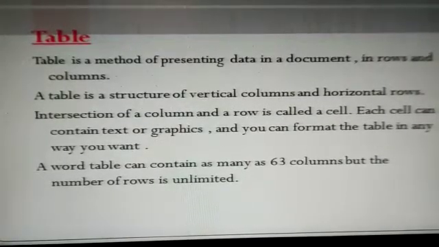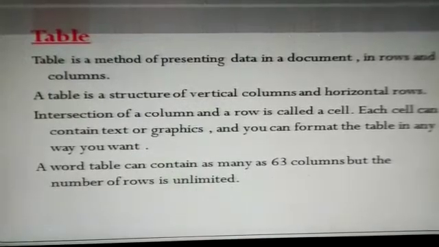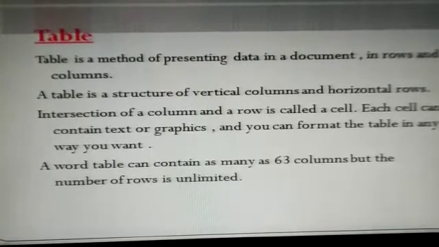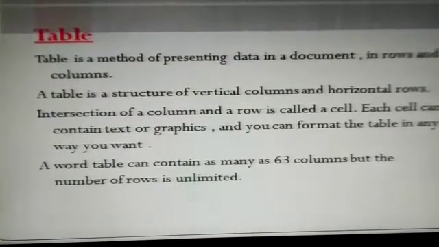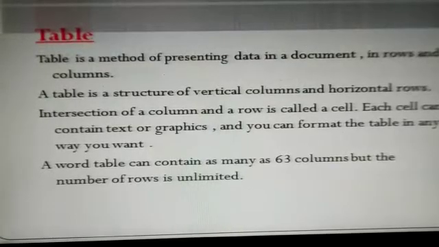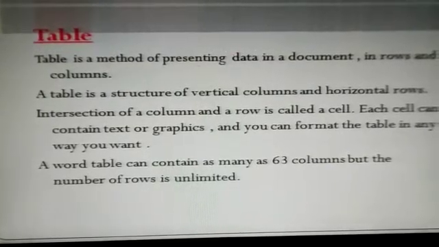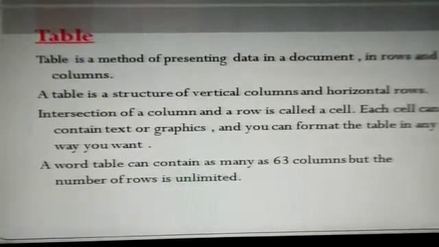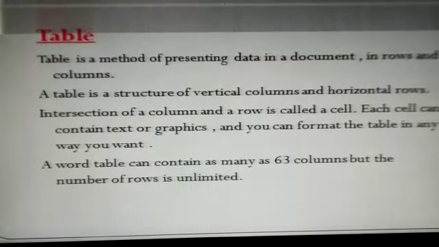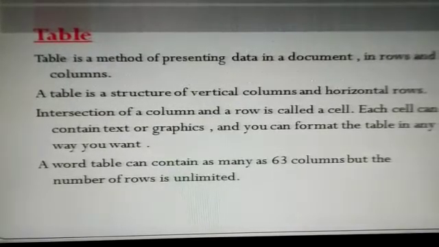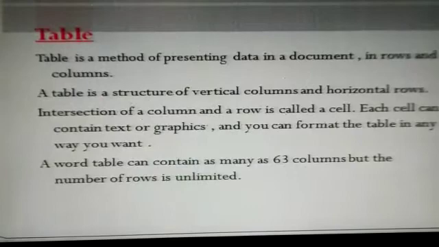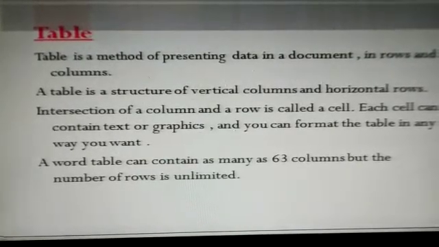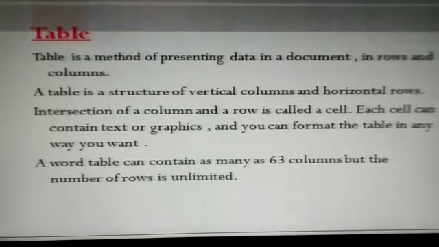A table is a method of presenting data in a document in rows and columns. A table is a structure of vertical columns and horizontal rows. The intersection of a column and a row is called a cell. Each cell can contain text or graphics. You can write text, or you can keep graphics in your column or your row. And you can format the table in any way you want.